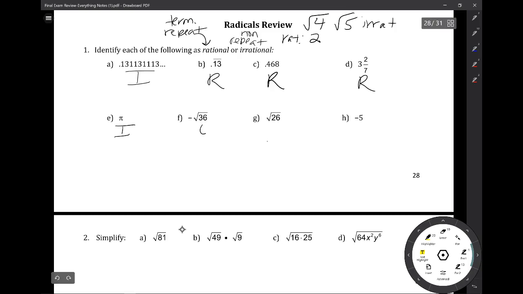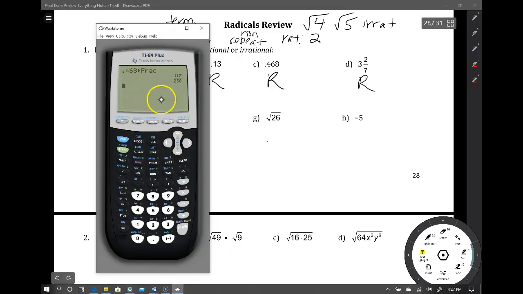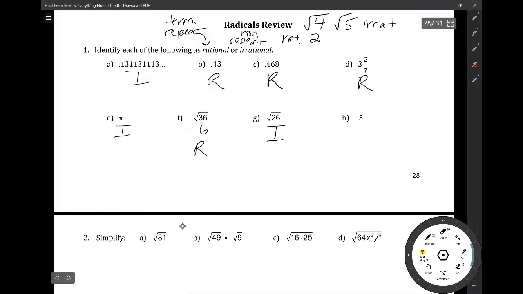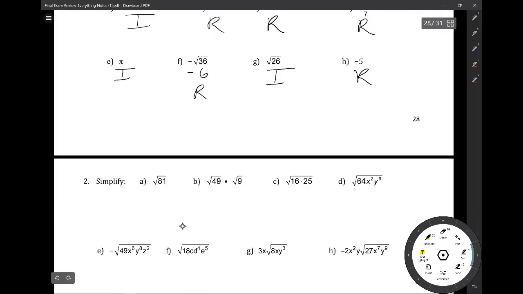The square root of 36 is regular old 6, so that would make it rational. But if I type the square root of 26 in my calculator, so if I do second square root of 26, enter, notice the decimal has no rhyme or reason or pattern to it, and if I math frac that, it cannot turn it into a fraction, so that would be irrational. -5 is a nice whole integer, so that would be rational.